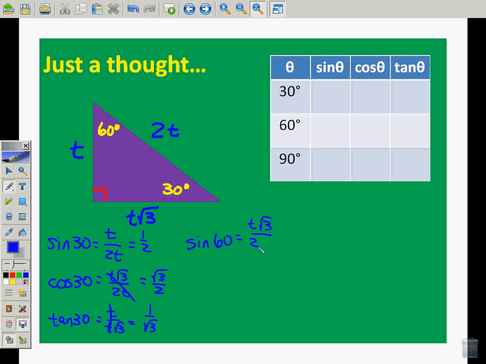You see what's happening here? Can you fill in the rest yourself? Do you want to pause this? Adjacent over hypotenuse. Tangent of 60 is equal to opposite over adjacent.